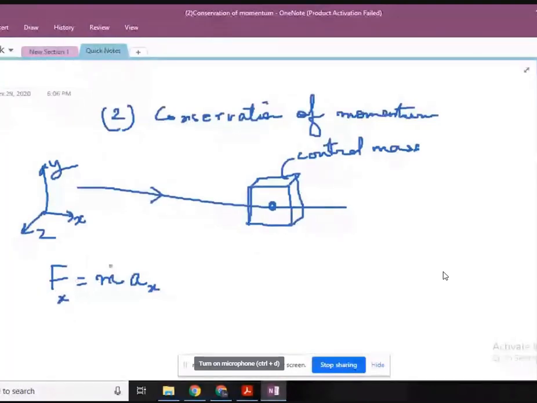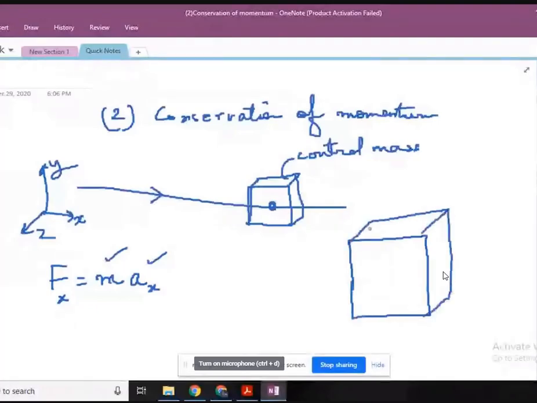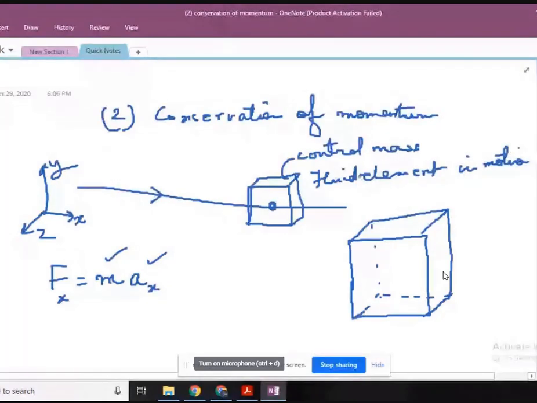In order to understand this very clearly, let me redraw this fluid element. Please be careful, I'm following the control mass approach now, not the control volume approach. So I'm not drawing a control volume, I'm drawing a fluid element. Please be clear, a fluid element in motion. By following this approach, I should get the non-conservative form of the equation because I am following a control mass.